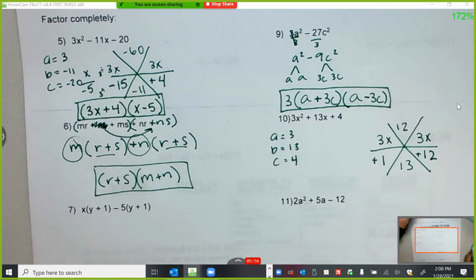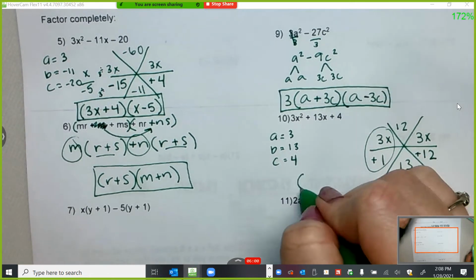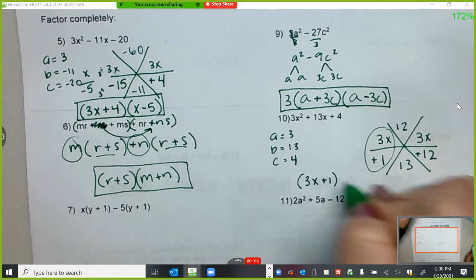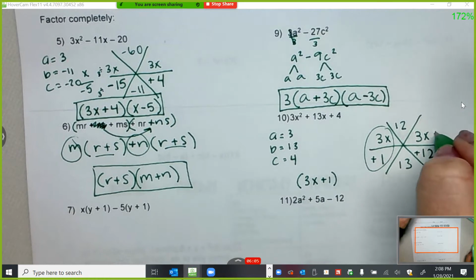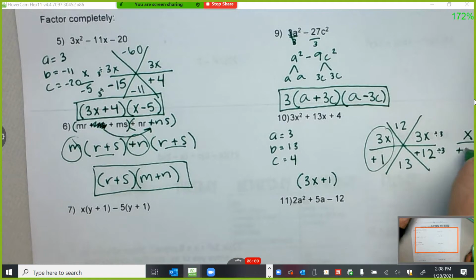1 times 12 is 12. 1 plus 12 is 13. This does not simplify, so that is one of my factors. 3 over 12 does because 3 goes into both of them. That leaves me with x over positive 4, which gives me x plus 4.